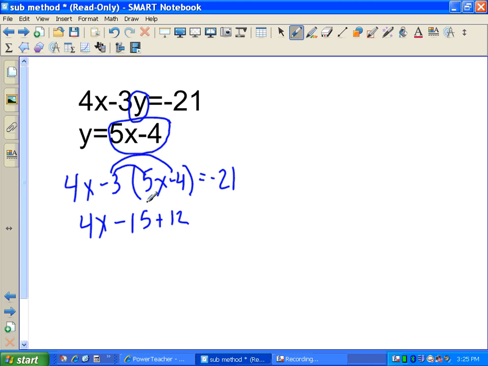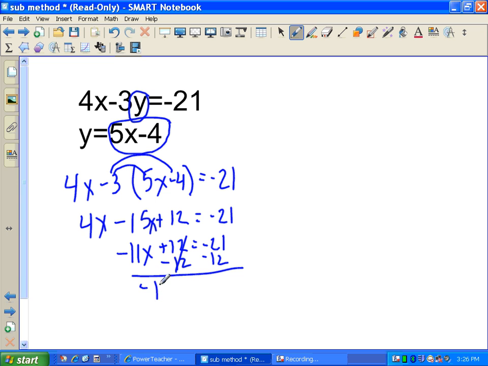Oops. That should be an x in there. Equal to negative 21. 4x minus 15x, negative 11x. Plus 12 is equal to negative 21. We need minus 12. Negative 11x is equal to negative 33. Divide by negative 11. X is equal to 3.